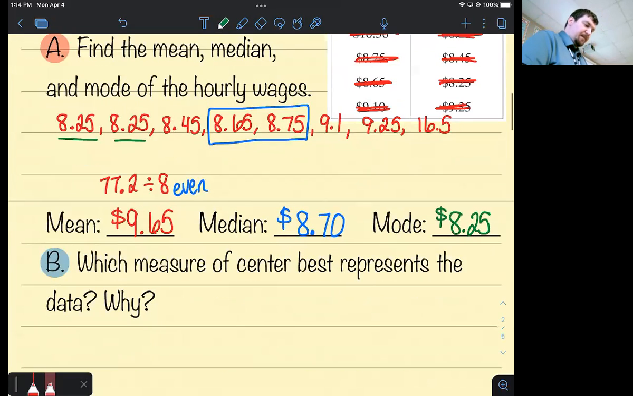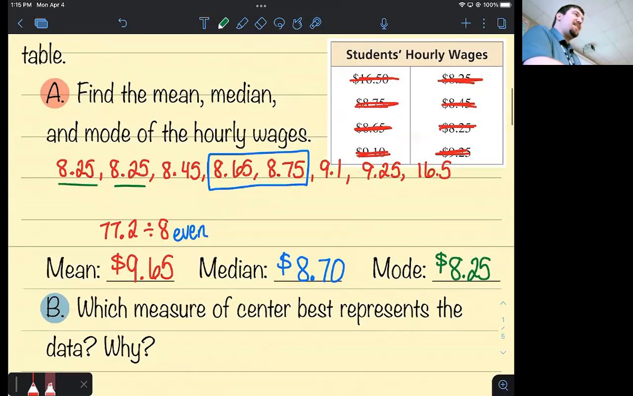Okay. The next question is kind of why we're doing this. It says, which measure of center best represents the data? So we've got the data lined up there from least to greatest. Where would I find $9.65? If I was just drawing the arrow, it'd be somewhere here, right? Is that in the middle? These are measures of center, right?